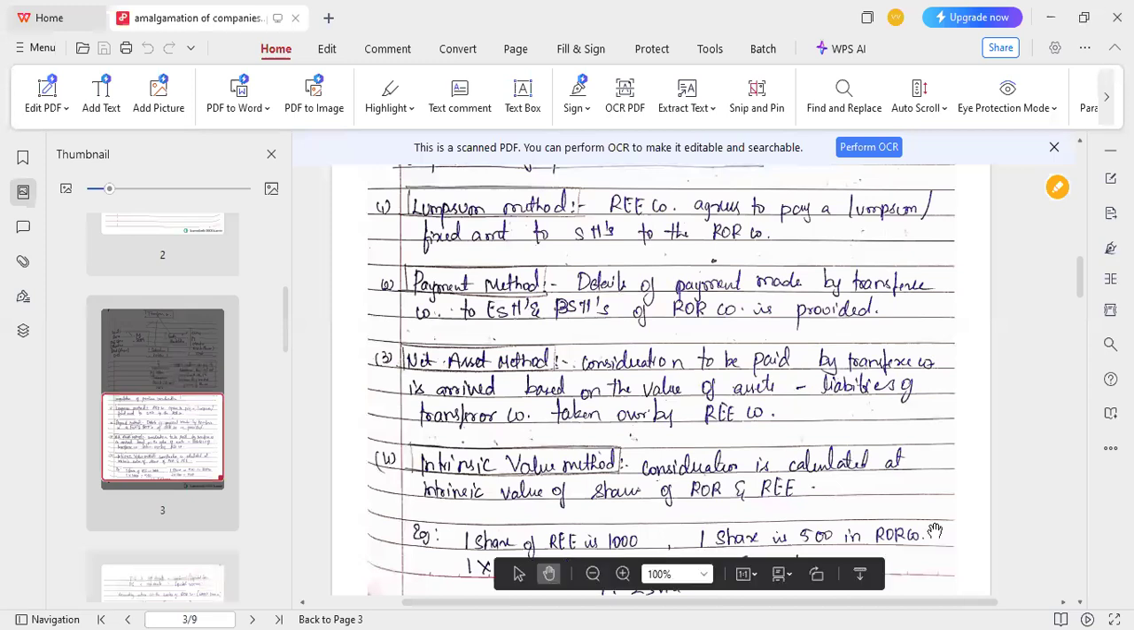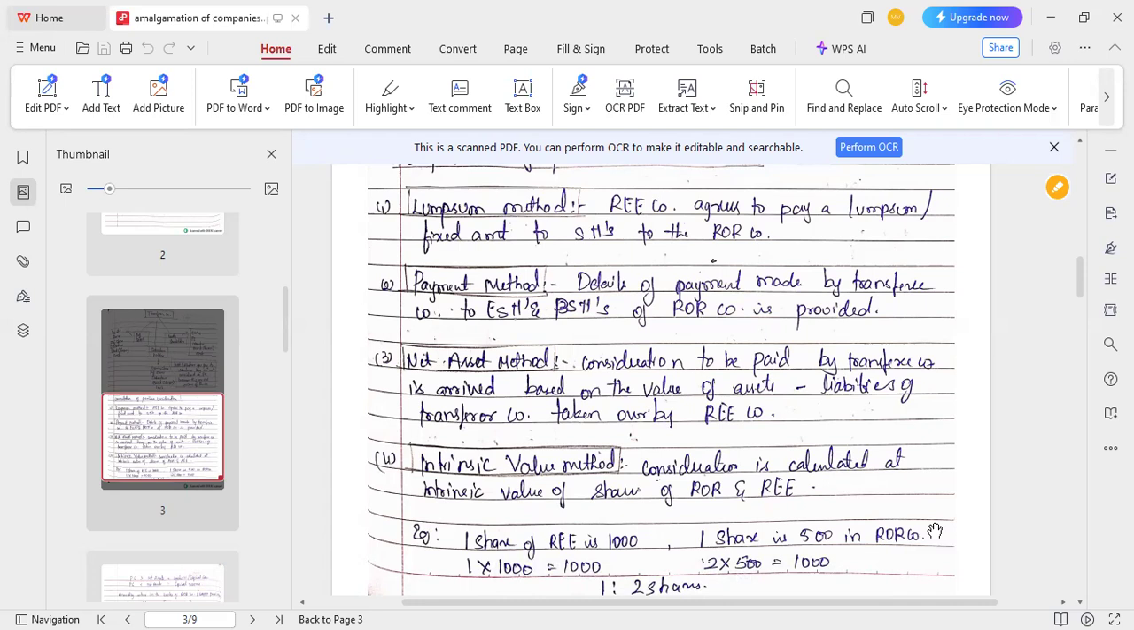Okay, we'll see the next point, that is the net asset method. Let me read the sentence for you. Consideration to be paid by the transferee company is arrived at based on the value of the assets and liabilities of the transferor company taken over by the transferee company.